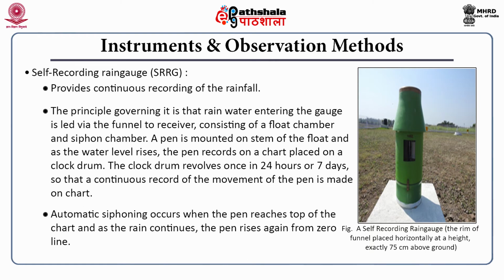Automatic siphoning occurs once the pen reaches the top of the chart, and as the rain continues, the pen rises again from the zero line. If there is no rain, then the pen traces a horizontal line.